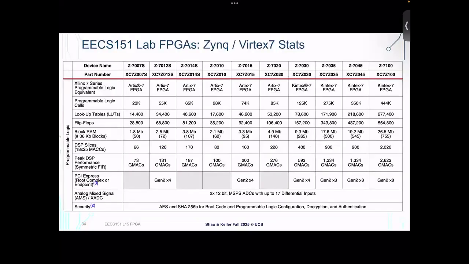And so I hope now when you start to look at these tables of FPGA stats, and this is the one that you're using in your labs, I believe, that all of this should now be a little more intelligible to you, right? Here's the number of lookup tables. Here's the number of flip-flops. Those are sitting in the slices. Here's how much block RAM we have. Here's how many DSP slices. This is the peak DSP performance on a particular workload, which is an FIR filter.